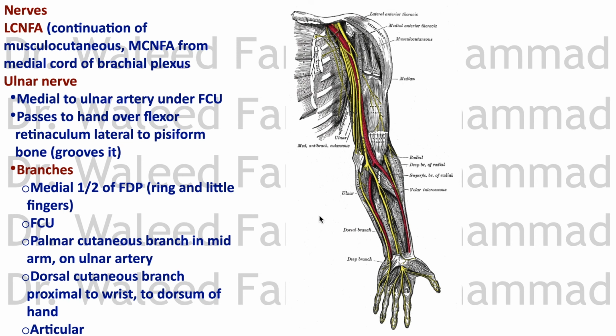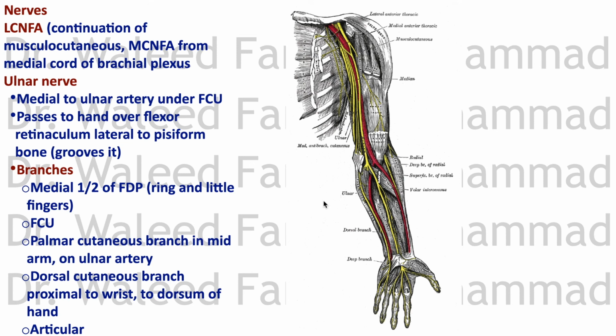In the ulnar claw hand, ulnar nerve injury, there will be deformed ring and little fingers because the part of the muscle that goes to these fingers is paralyzed, which is the medial half of the flexor digitorum profundus.